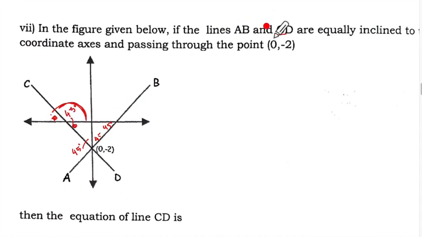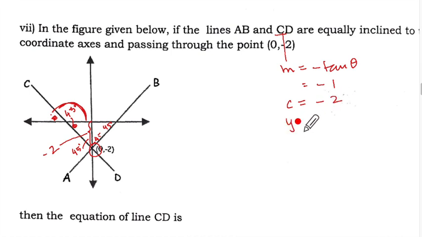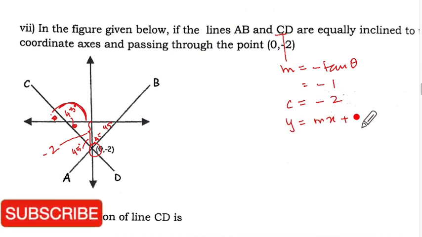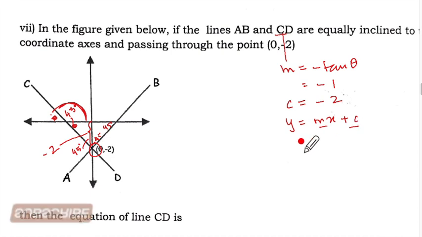So the slope of CD, I'll just write m, is going to be minus tan theta, which will be -1. Now CD is passing through this, which also means that the y-intercept here is -2. So you will have the value of c as -2. We have y is equal to mx plus c, which is the slope-intercept form. So y will be equal to -1x minus 2.